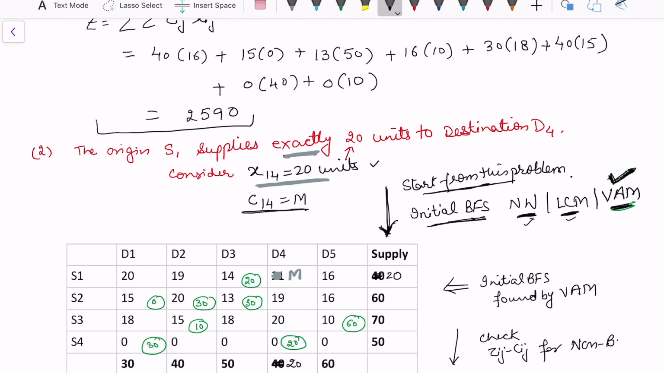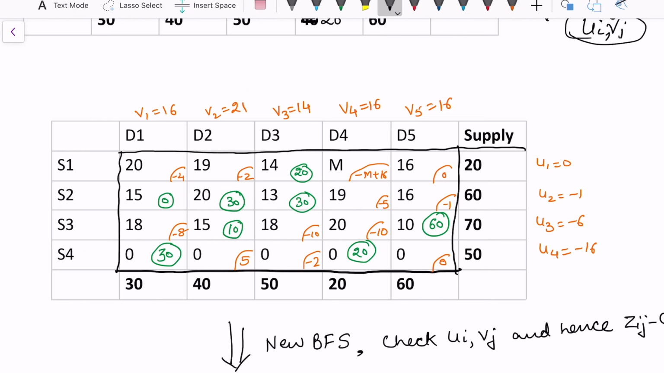And for this, I need to calculate UiVj. So basically, we need to apply the UV method. Once we apply the UV method, we get this table. And we see here, I have considered the UiVj method as usual, and I have calculated all Zij minus Cij, shown with this particular color. They have been written in each column on this side, the entry.